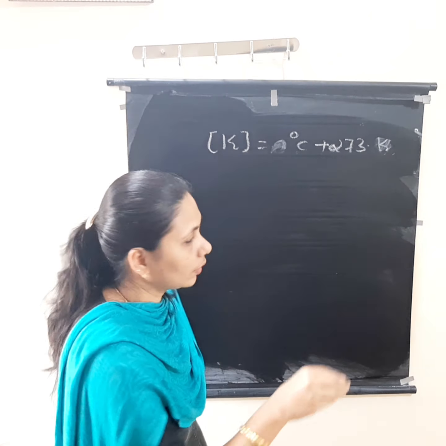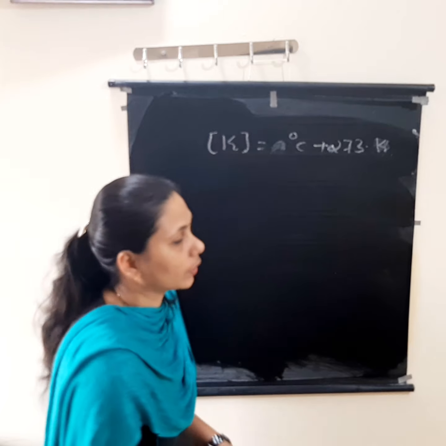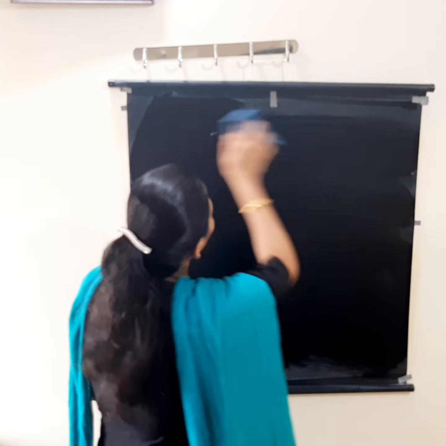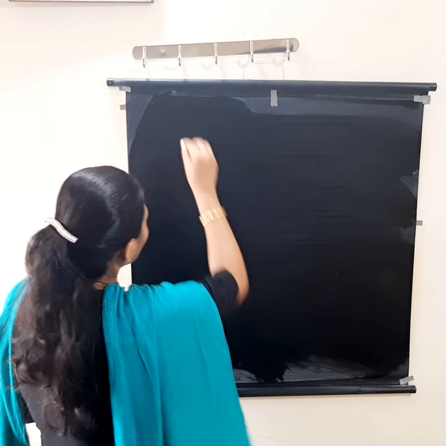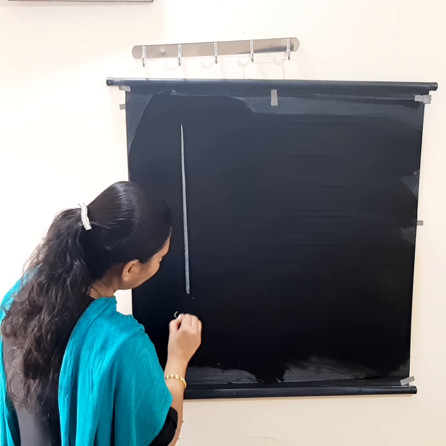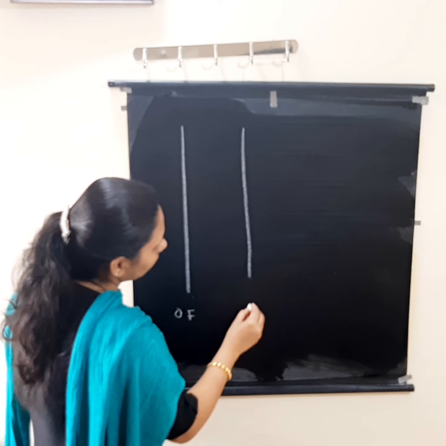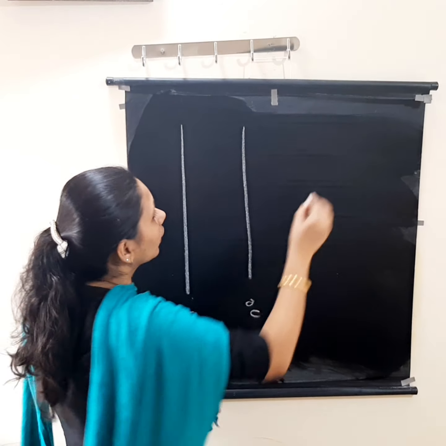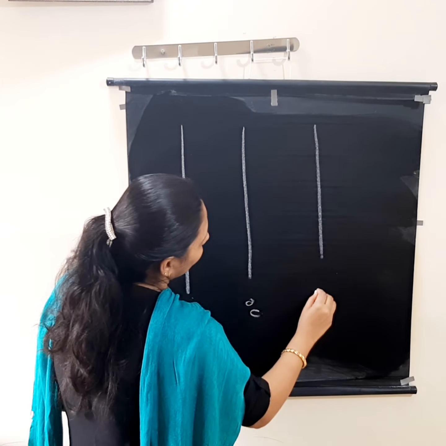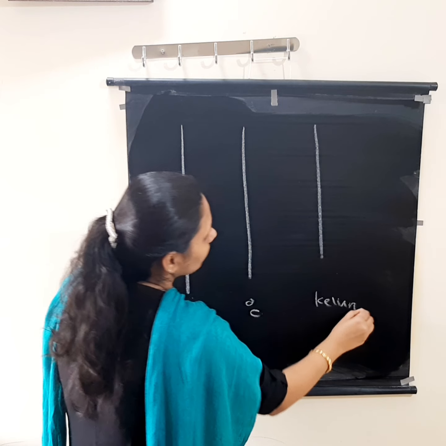So I will draw the boiling point, freezing point, then human body temperature, etc. in a scale, three scales together, I will draw here. First this one is in degree Fahrenheit scale, then the second one is in degree Celsius, then the third one is the Kelvin scale. Three scales I wrote.